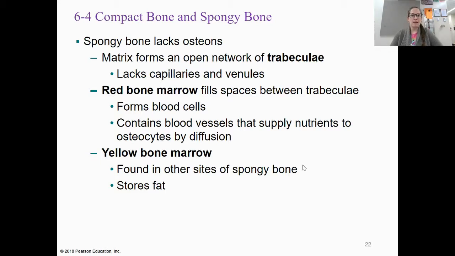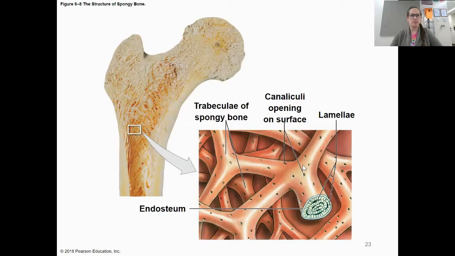In other areas, you may also have yellow bone marrow. And yellow bone marrow basically is fat. It's a fat storage substance. And so here we can see at the proximal epiphysis of this femur, you can see the spongy bone.